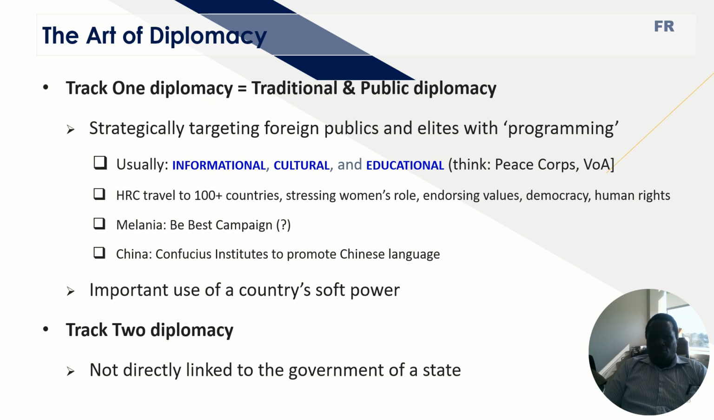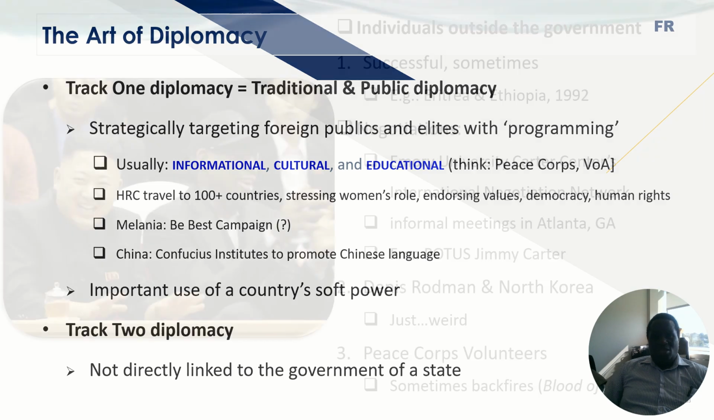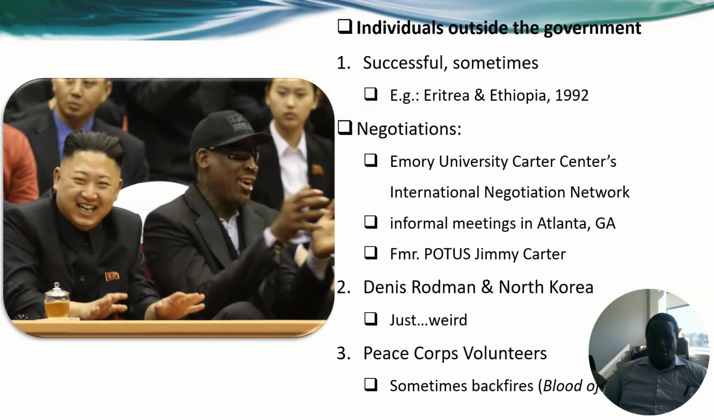But so track 2 diplomacy is generally not directly linked to the state, and so might include, for example, Bill Richardson, or for example, Bill Clinton getting American journalists from North Korea, or someone like Dennis Rodman going to North Korea and interfacing with the leader. Speaking of Dennis Rodman. And so sometimes this can be successful. Other examples I've included, for example, Carter Center, the International Negotiation Networks, informal meetings, but also things like Peace Corps to create goodwill. But again, sometimes this can backfire.